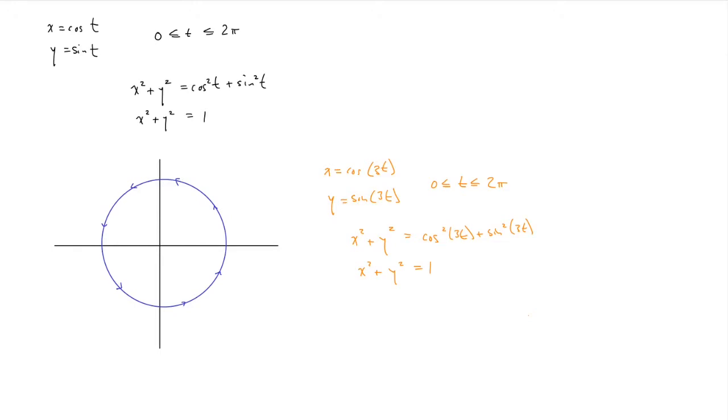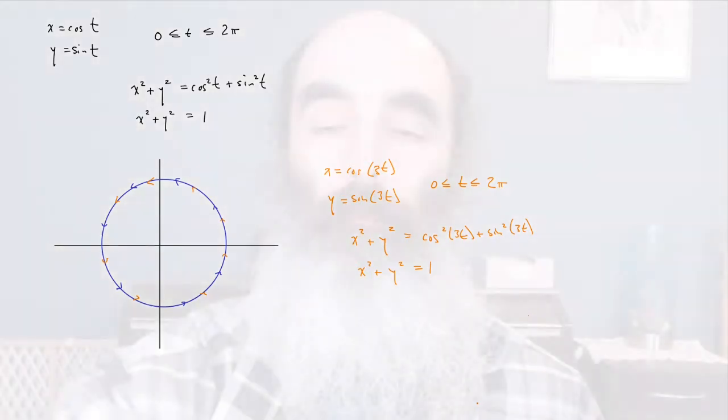It's just that as t goes from 0 to 2 pi, 3t goes from 0 to 6 pi. And so this is the graph of the unit circle, but we're going around the unit circle 3 times. It's the same curve in the way that we're used to looking at curves, but it's not the same parametric curve. It's the unit circle, but it's 3 times around the unit circle.